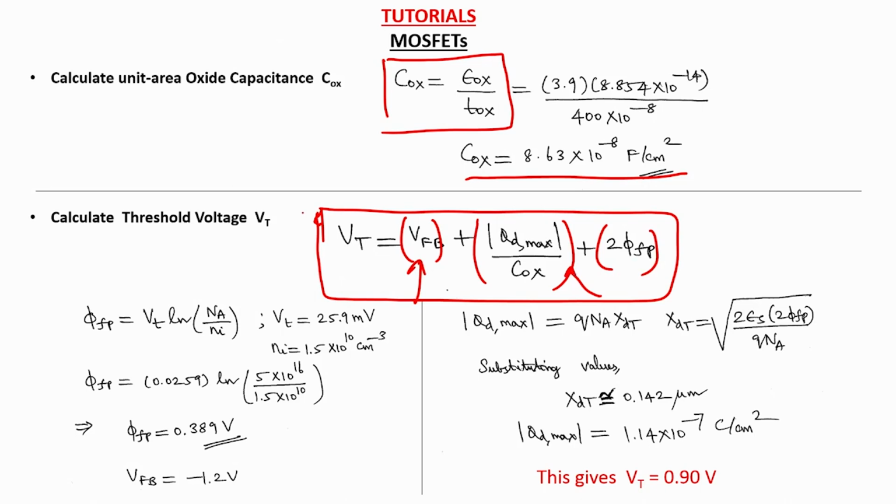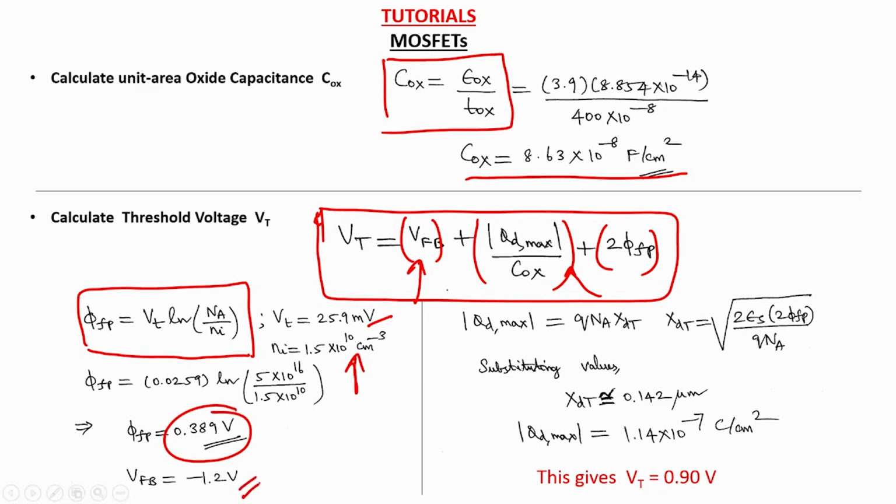To calculate the threshold voltage, first we find φFp, which is nothing but Vt ln(Na/Ni). You are given the thermal voltage to be 25.9 millivolts, and you are given the intrinsic carrier concentration, from which you can find that φFp comes out to be 0.389 volts. In the question you are also given that the flat band voltage is minus 1.2 volts. The other value you need as input is the depletion charge, which is nothing but qNa times XdT.